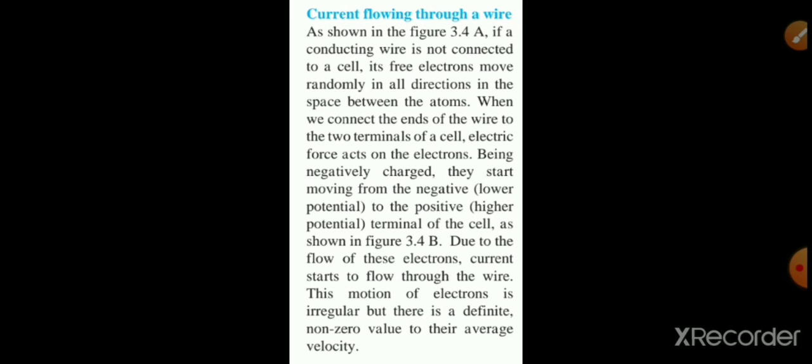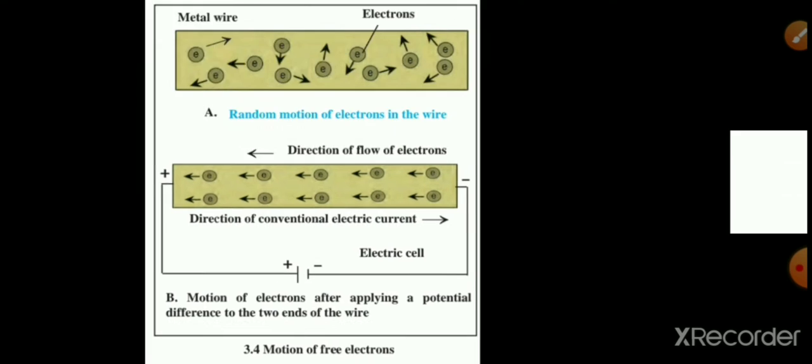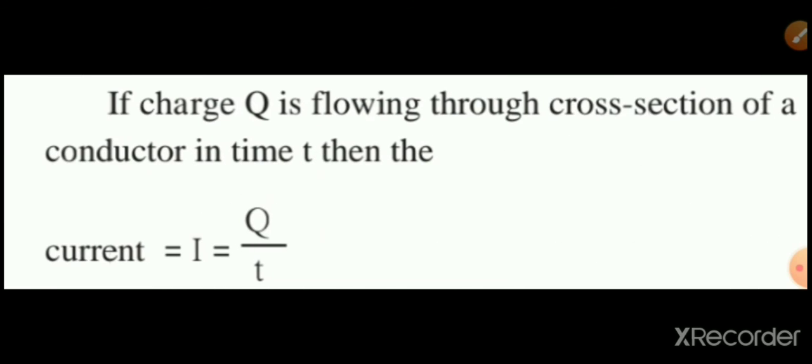Due to the flow of these electrons, current starts to flow through the wire. This motion of electrons is irregular, but there is a definite non-zero value of their average velocity. You can see in the diagram. Now we'll see the electric current. An electric current is the flow of electrons through a conductor. Quantitatively, current I is defined as the charge passing through the conductor in unit time. If charge q is flowing through a cross section of a conductor in time t, then current, denoted by I, is equal to q upon t.